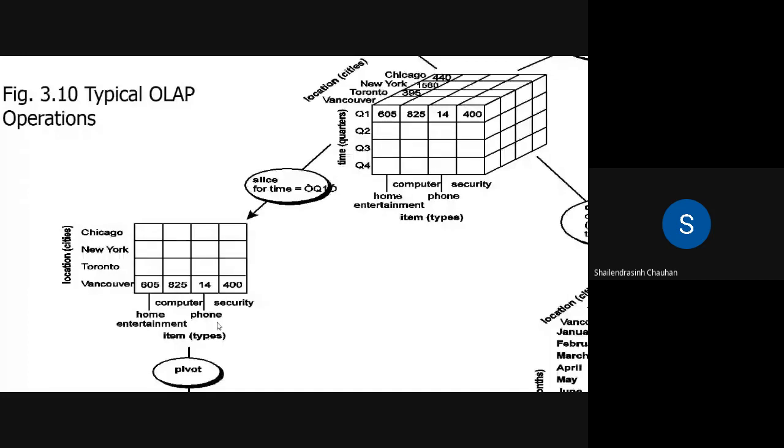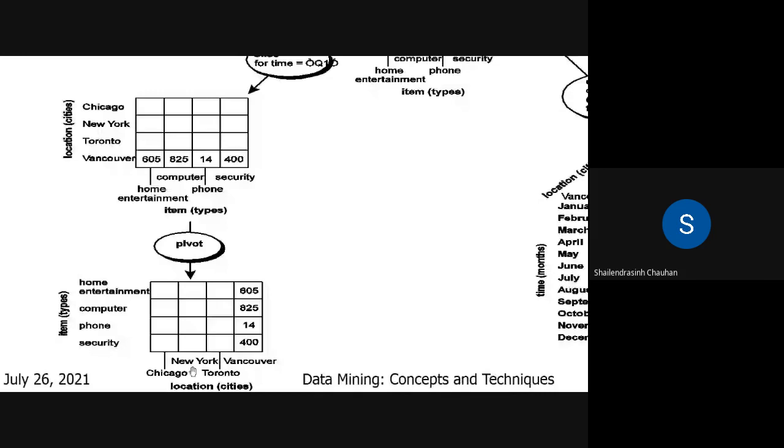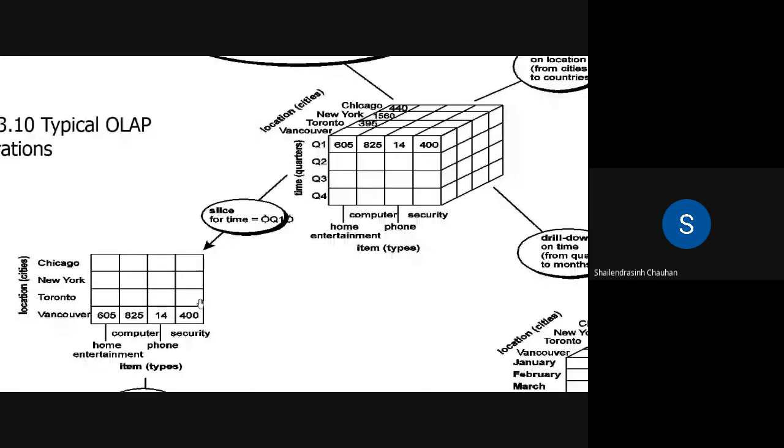Simple. Pivot is nothing but a rotate operation. So I'm going to rotate this dimension, or you can say I'm going to exchange the dimensions. So for example, previously on y-axis I was having location, x-axis I was having items. Now it is exchanged. On y I am having items, and on x I am having location. And that is pivot operation or rotate operation, both are same.